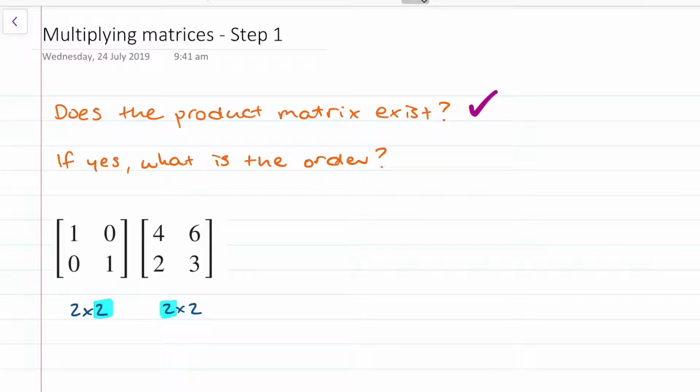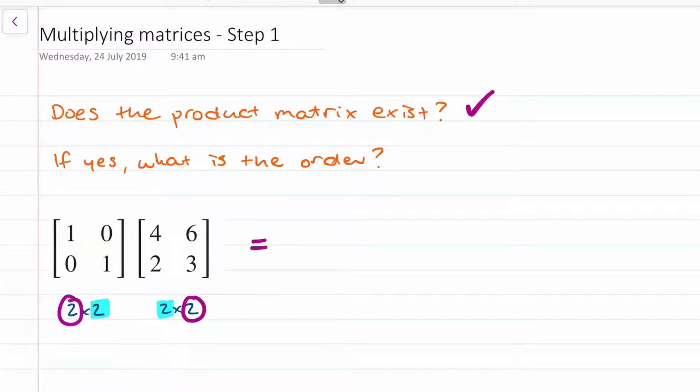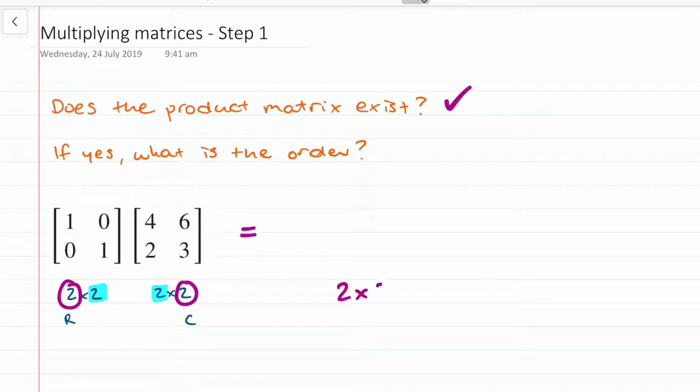Second question, we want to know what the matrix should look like before we start actually finding the product. So if yes, what is the order of that product matrix? So this one here, what's going to tell us that is this value and this value here. That's going to tell us how many rows and how many columns our product matrix is going to have. Now that one here, we can see is going to be a 2 by 2 matrix. And we're going to have 4 values that we need to fit in here.